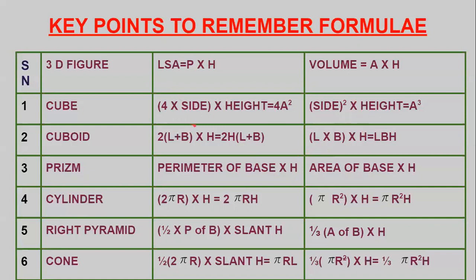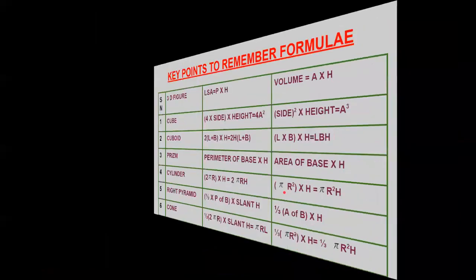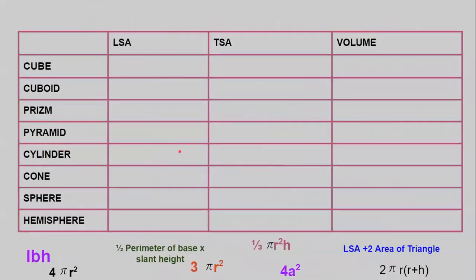See, cube and pyramid will be in a 1:3 ratio, and the pyramid and cone will also be in a 1:3 ratio. The cone will be 1/3 of the cylinder. Let us see how, till now I have explained each and every formula in detail, and let us see how many students will remember and how many students understood these formulas. Let us test your knowledge.